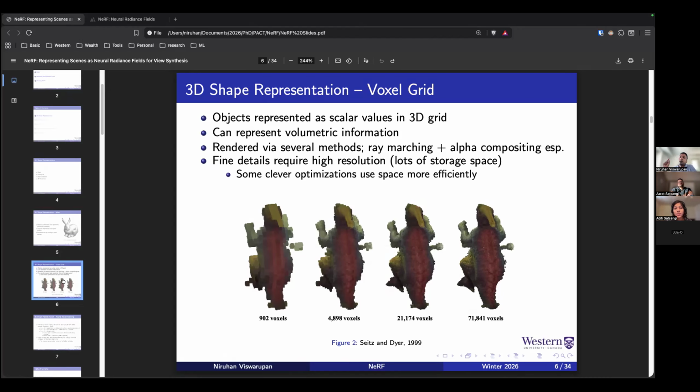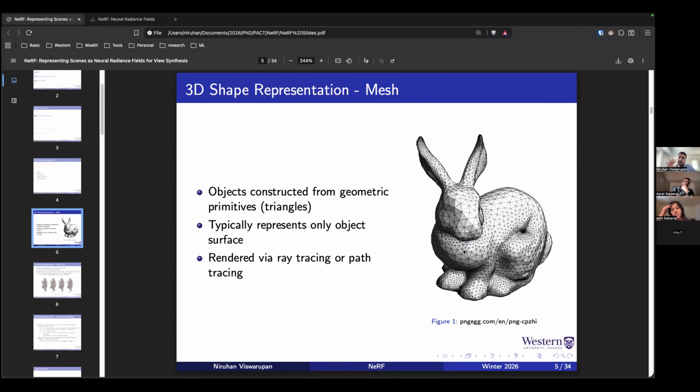You can give RGB values to this voxel, and that can be taken as a form of representation of 3D space. So objects are represented as scalar values in a 3D grid. So yeah, it can represent volumetric information. Previously in meshes, we saw that mesh only represents the surface. You don't know what's inside, or you don't know what's outside, if there is any other light object. If the rabbit has some fur, with the mesh it's very difficult to represent that.